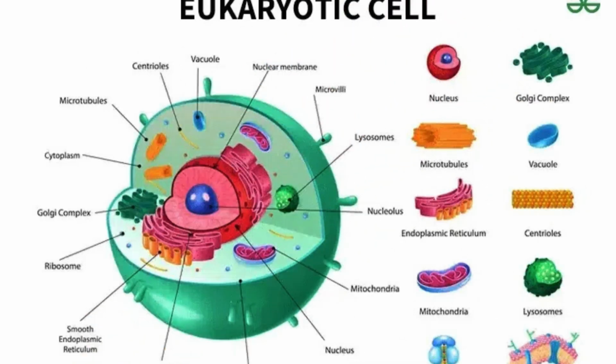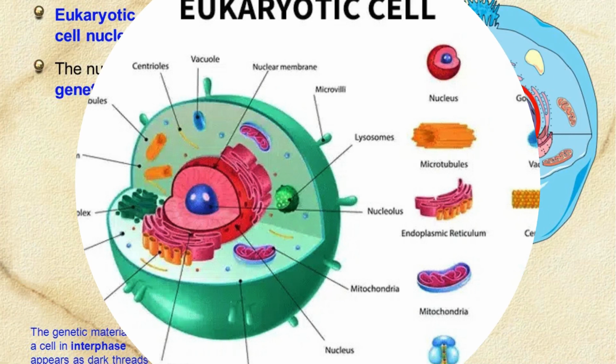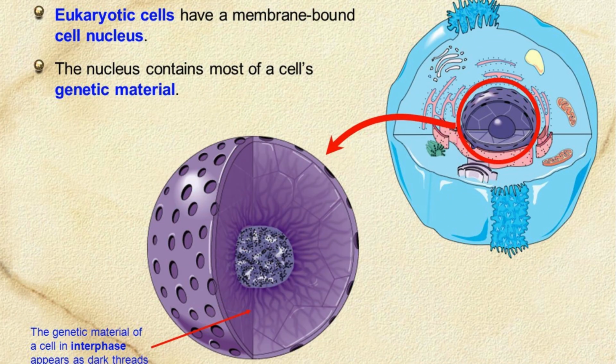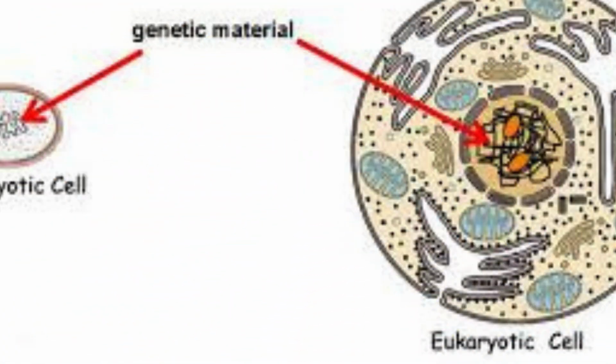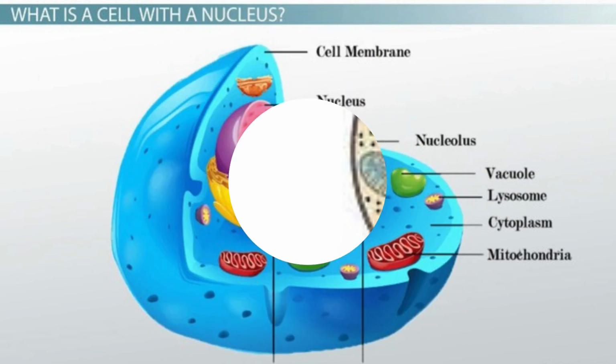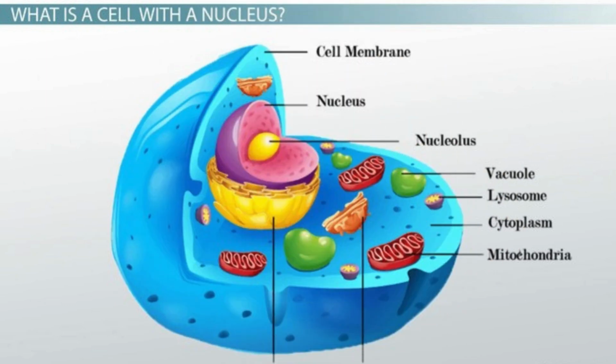Exactly. One of the defining features of eukaryotic cells is the presence of a nucleus, which stores the cell's genetic material, or DNA. Think of the nucleus as the brain of the cell. It controls all activities. So, the nucleus is like the cell's command center?